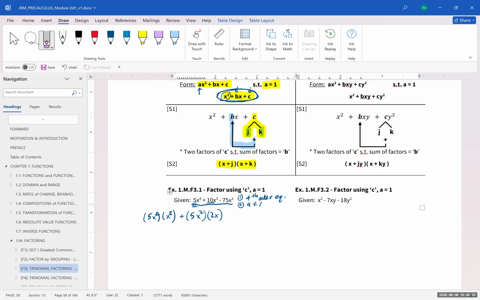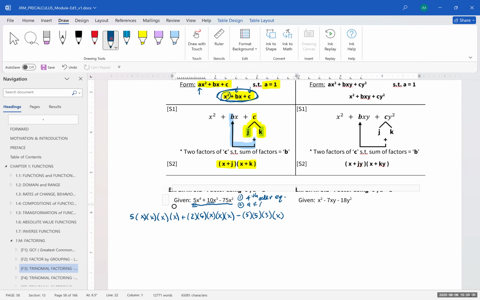Actually, you know what? Let's backtrack on this because I may be skipping ahead a little bit too fast. All right, so let's write this one out. So we've got 5 and we've got 4 x's. Then we've got 2 times 5 for 10, and then we've got 3 x's. And then with 75, we have 5 times 5 times 3. And then we've got 2 x's.